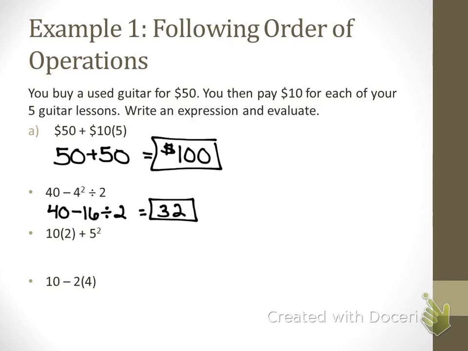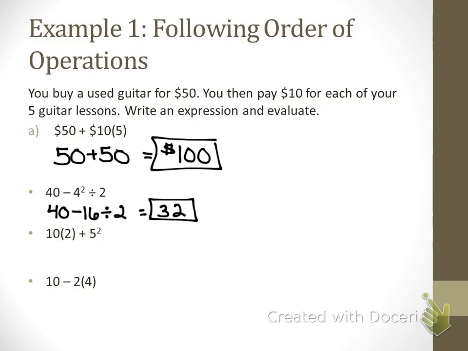Okay, do you see how I did that? Do you see the process? Exponent first, then divide, then subtract. If I had worked this left to right, I would have got it wrong. If I had done 40 minus 16 to get 24, and then divided, I would have gotten the wrong answer.